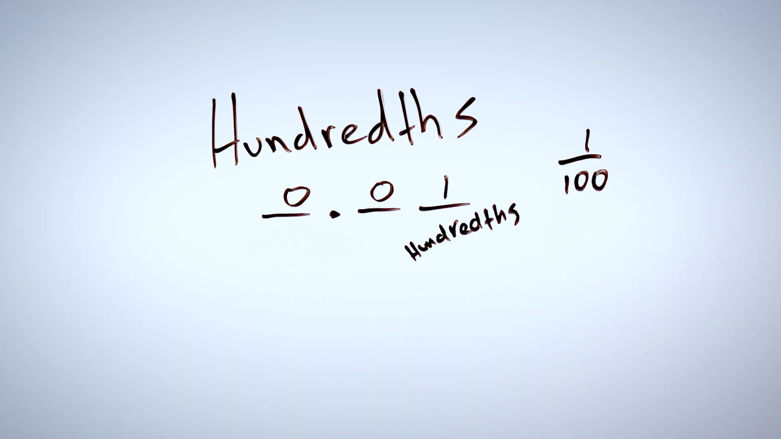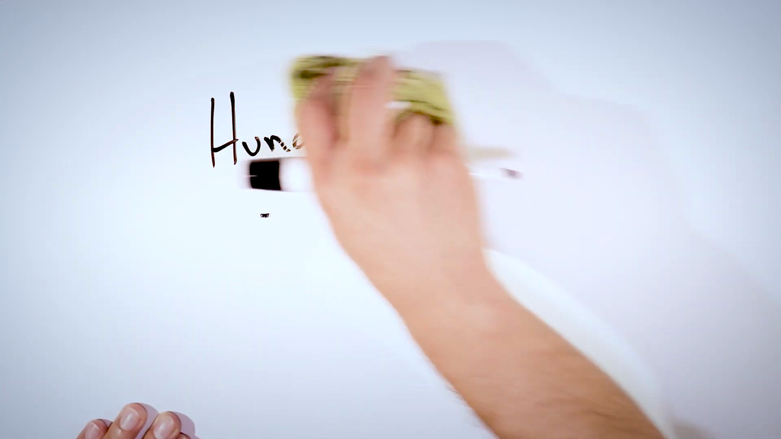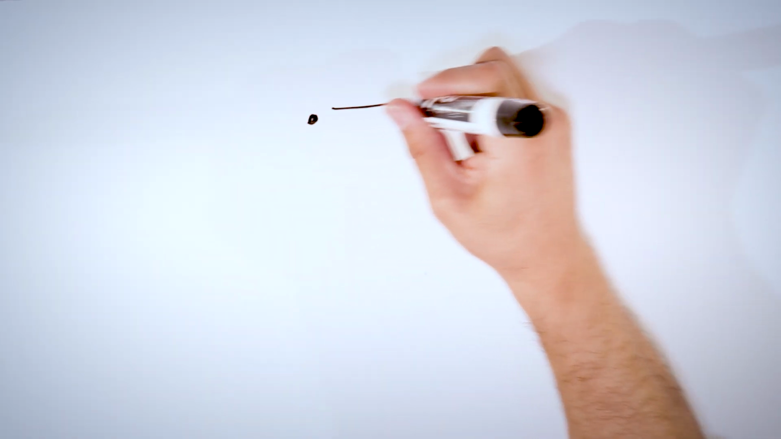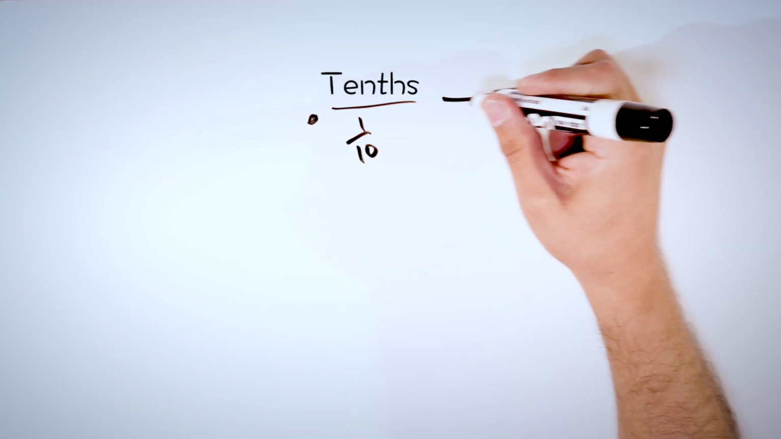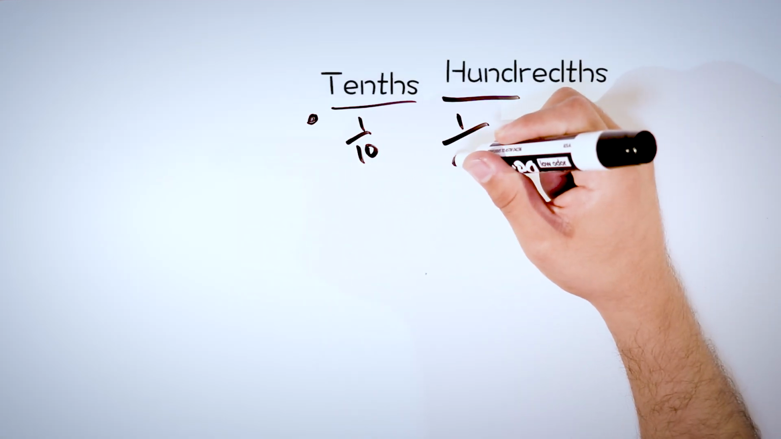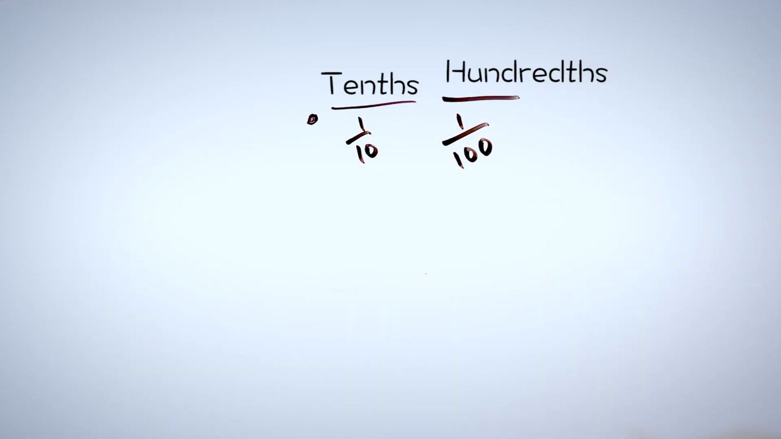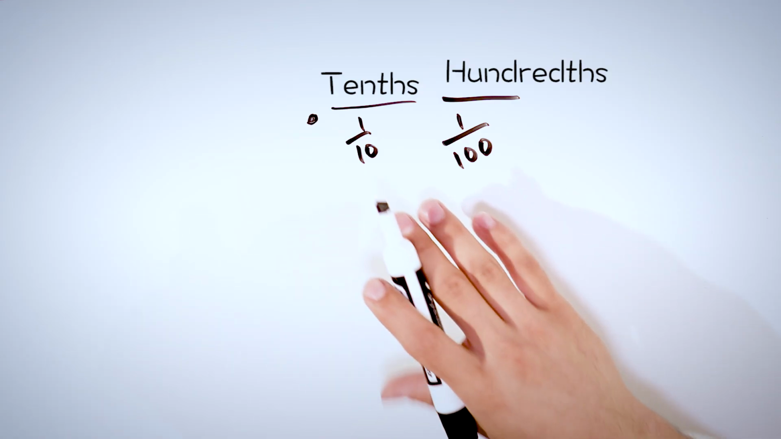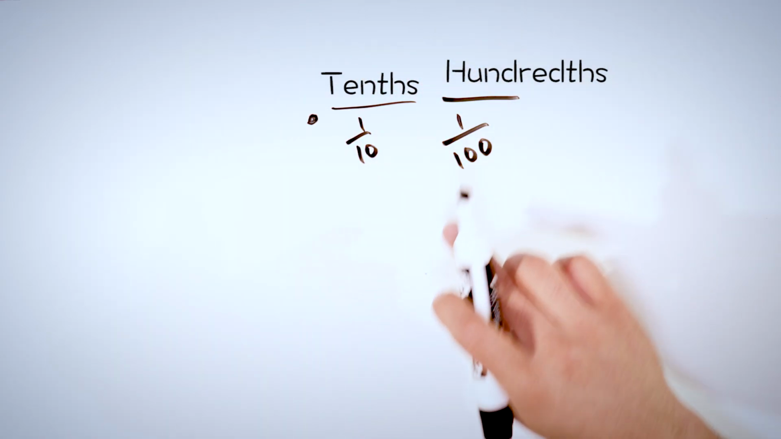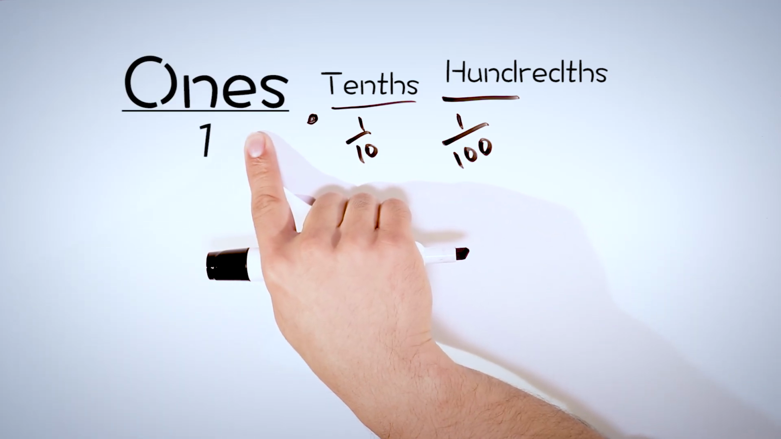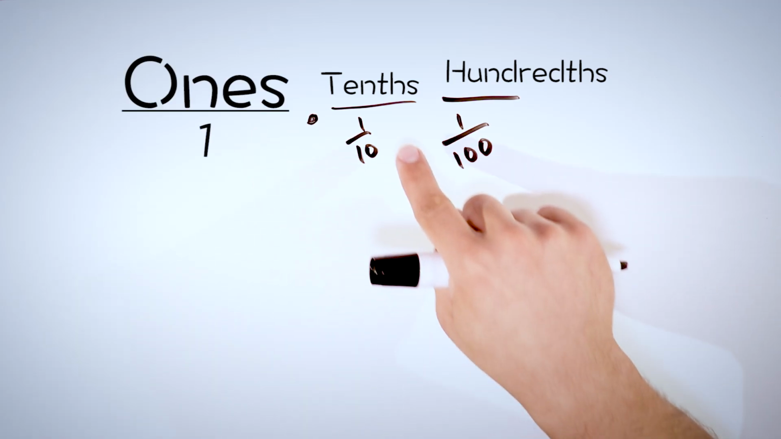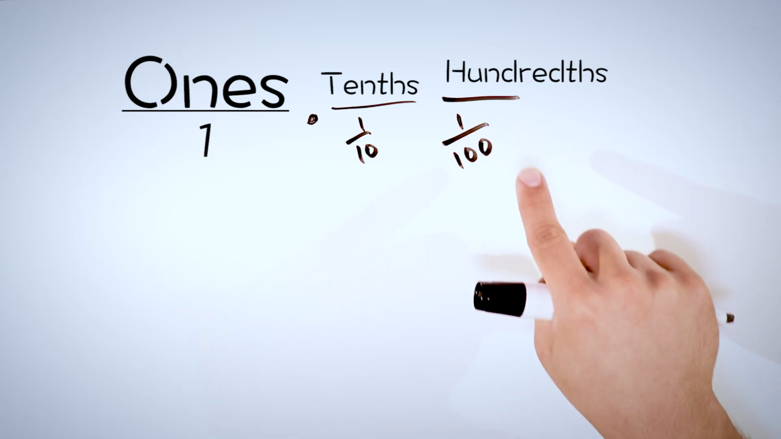So let's go ahead and review these two new places that we learned today. They are called the tenths place, and the value of that is 1/10, and the hundredths place, and the value of that is 1/100th. So as we continue learning about these new place values, just remember that these two places are less than 1, and they are fractions, 1/10 and 1/100th.